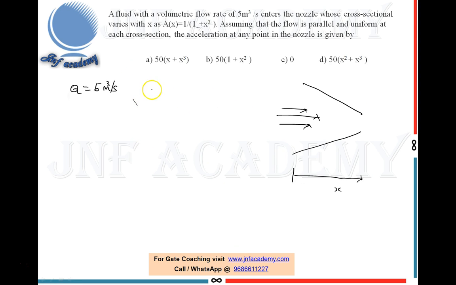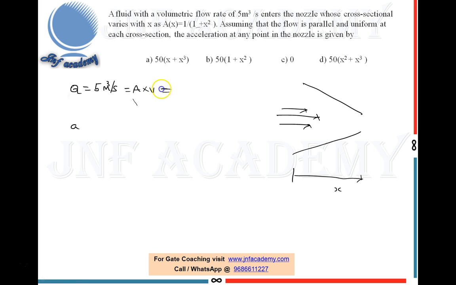So what is now acceleration? To calculate acceleration, what do you need? A, and it is a unidirectional flow because they have clearly told that area is only a function of x. And if you calculate what is q, q is equal to area into velocity. Now if you calculate velocity, how will you get it? Because to calculate acceleration you need velocity.